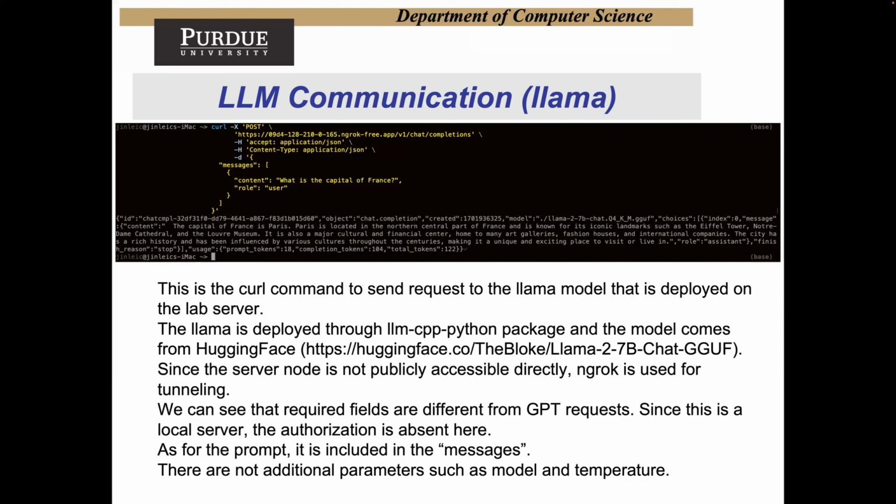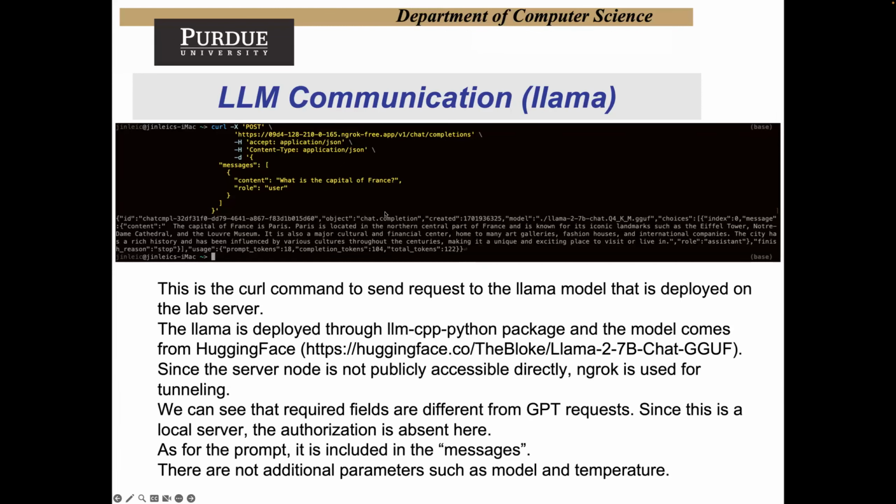So let me give you a few more details about the Llama model that is deployed on the server. It is using the llama-cpp-python package, and the model is downloaded from Hugging Face, which is a common place to access models. And you can notice that the URL link here is very strange. It's actually using ngrok because the server node is not publicly accessible.